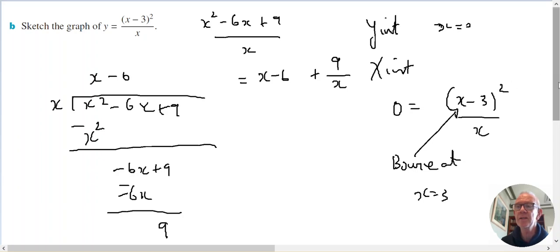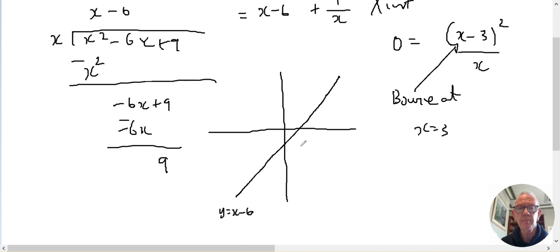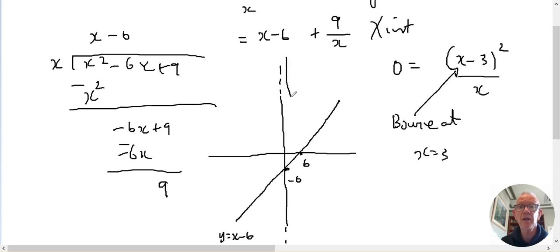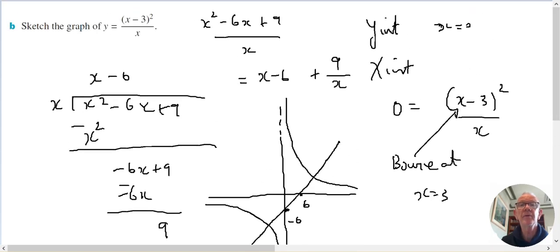So if I was to look at the addition of ordinates, I've got one asymptote, which is y equals x minus 6, and another asymptote, which is x equals 0. So I've got 9 over x plus x. So 9 divided by x is this hyperbola.